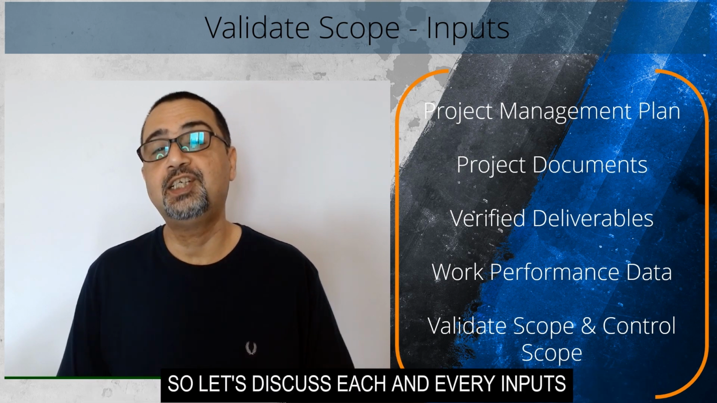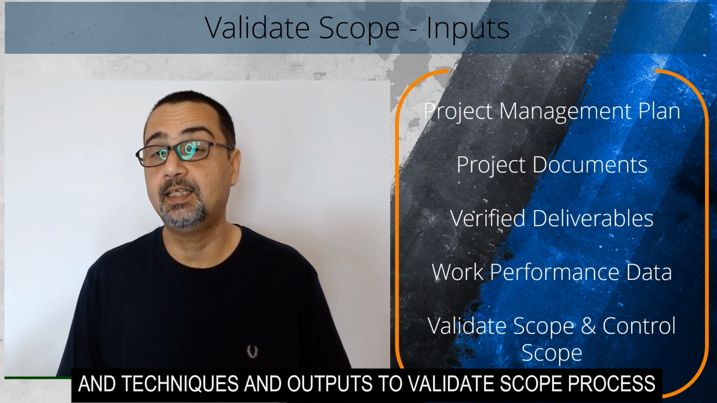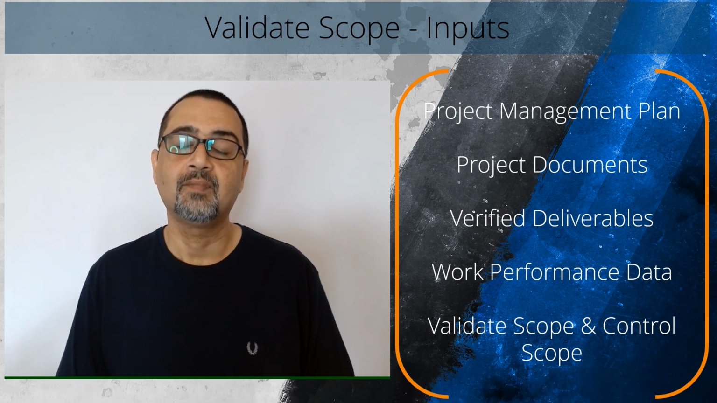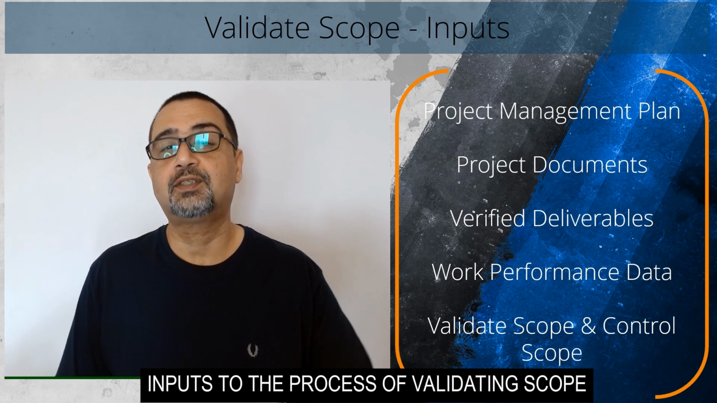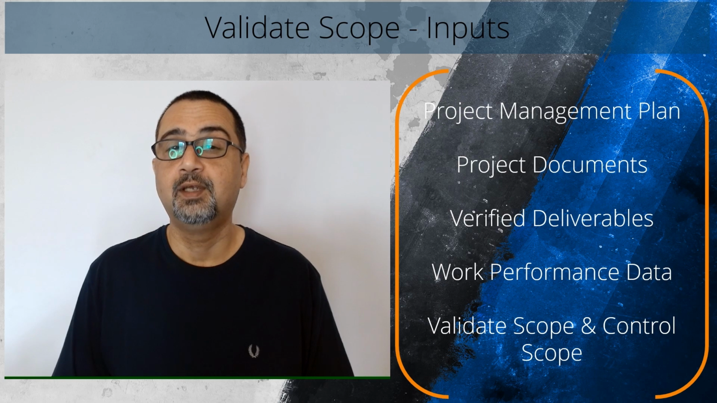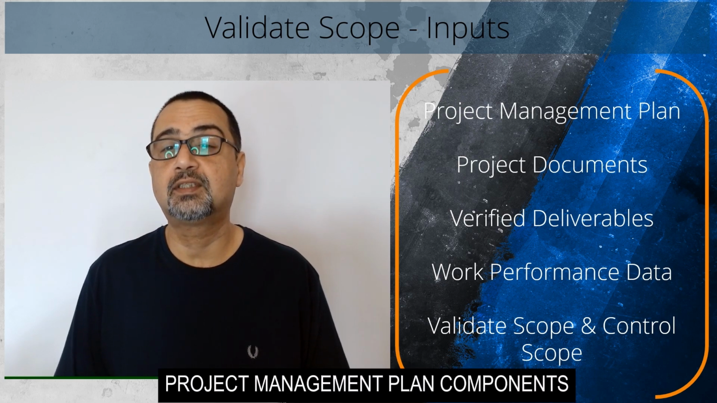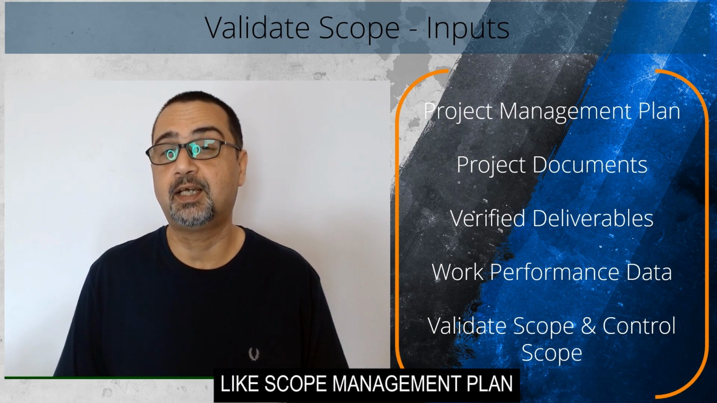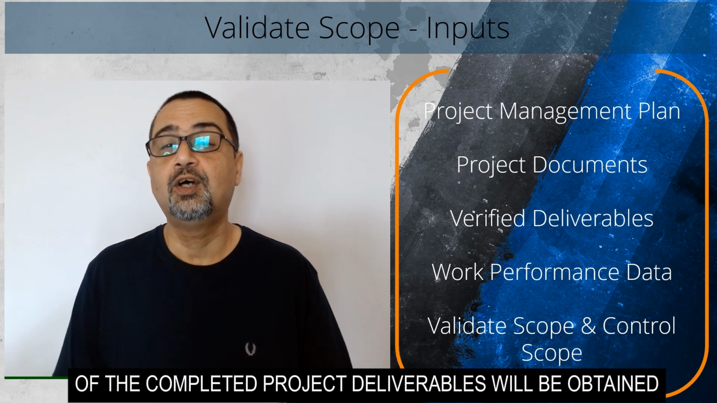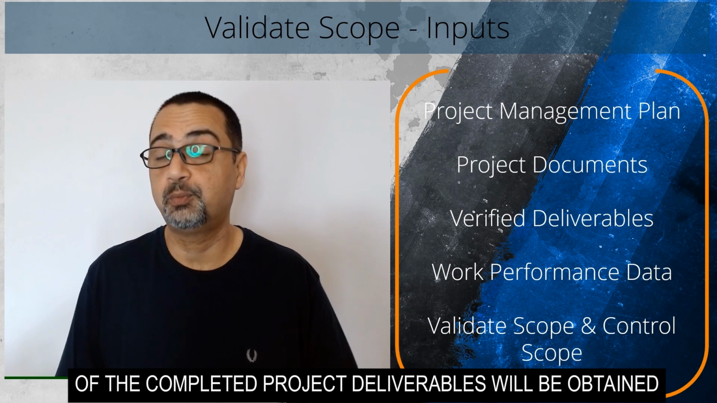So let's discuss each and every input, tool and technique, and output to the validate scope process. Inputs to the process of validating scope would include project management plan. Project management plan components like scope management plan. The scope management plan specifies how formal acceptance of the completed project deliverables will be obtained.